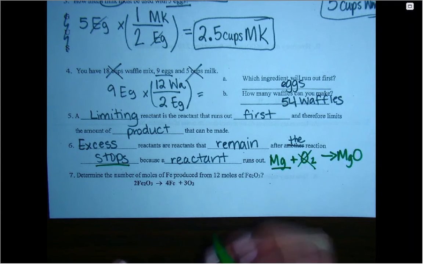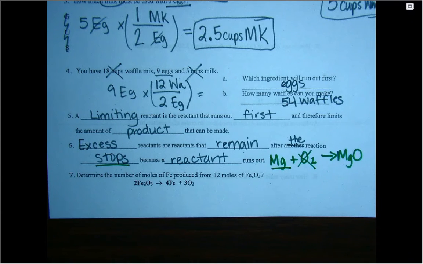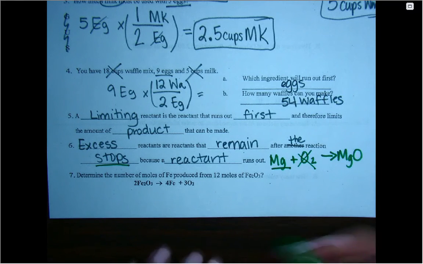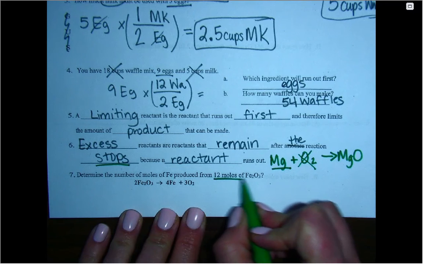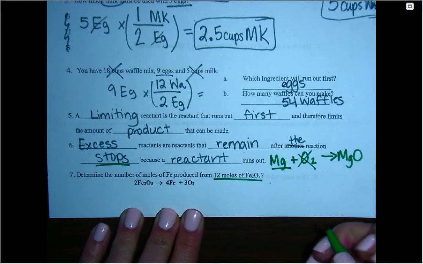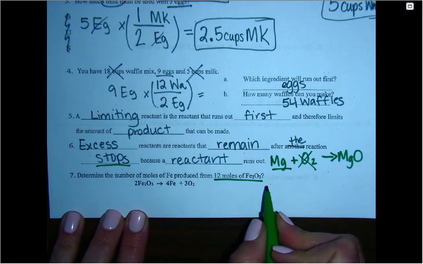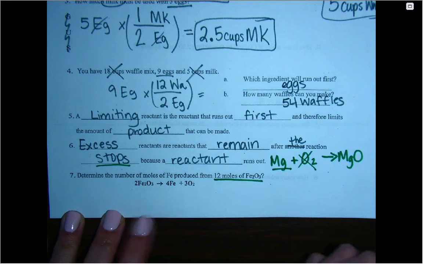So, looking at number 7, it says determine the number of moles. Now we're turning on chemistry brains again. Determine the number of moles of iron produced from 12 moles of iron 3 oxide. I'm going to underline my number with the word attached to it, and circle what we're solving for. If that's what we're given, 12 moles of iron 3 oxide, what are we solving for in this question?